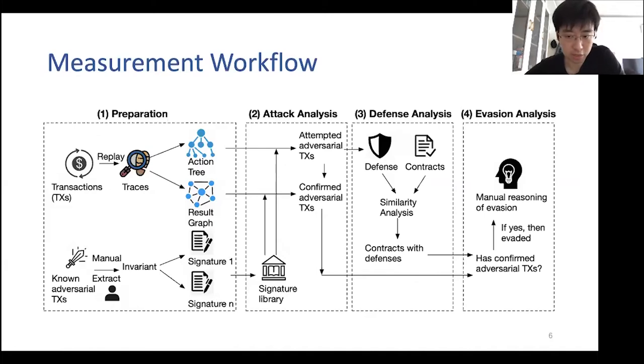Actually, not every attack succeeds, so we further ask: what defenses cause the failure of these attacks? Our defense analysis tries to answer this question. We do this by locating the code snippets which stop the attacks. Finally, we determine whether the defenses we found have been evaded by real-world attacks.